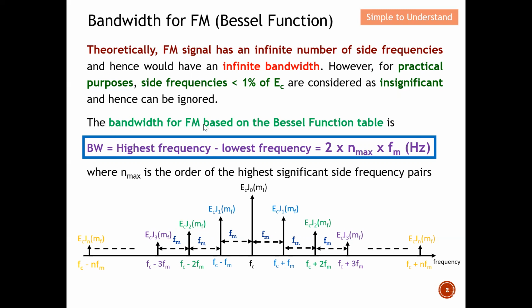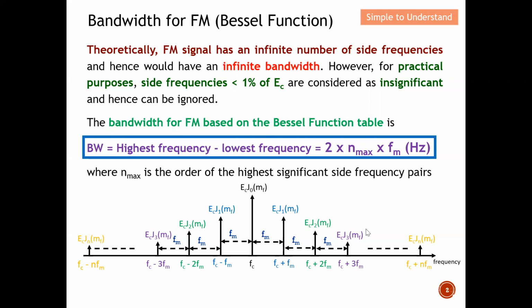The bandwidth for frequency modulation based on the Bessel function table is given by this equation here. Let's take a look. When you calculate using the Bessel function table, it's 2 times Nmax times Fm. Let me give you a clearer idea of how we can calculate the bandwidth. We always say the bandwidth is the highest frequency minus the lowest frequency.